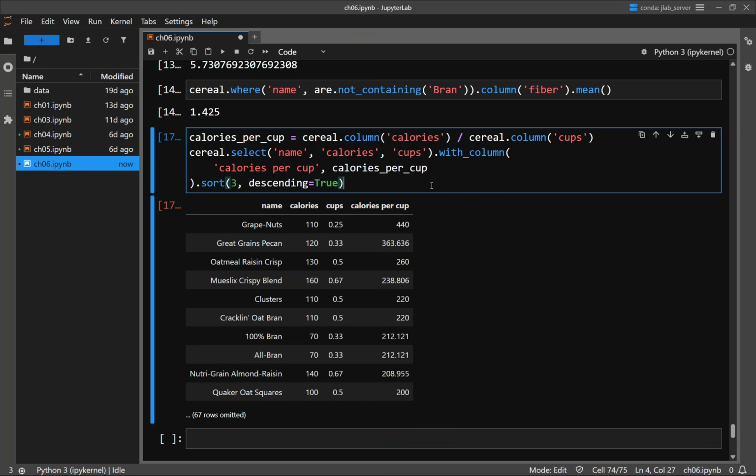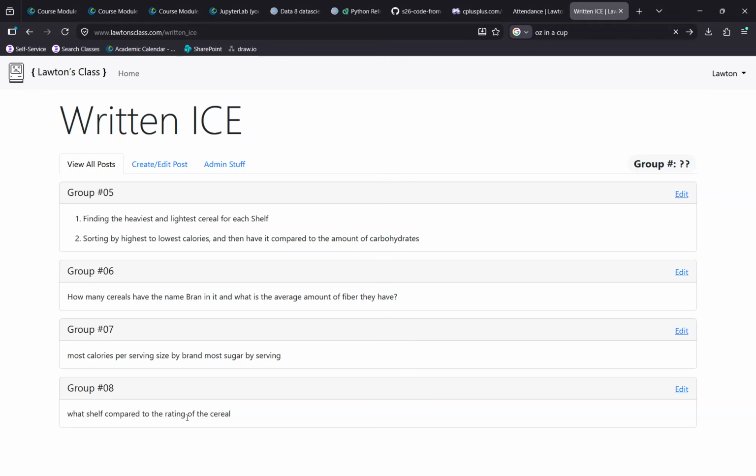Where do I want to be next? Yeah, let's do group 8. One of yours. What shelf compared to rating? Yeah, so we're not really sure what rating is, but this would help us explore rating. So we could do maybe average rating of shelf 1, average rating of shelf 2, average rating of shelf 3. Does that sound right? Is that what you were thinking, Group 8?